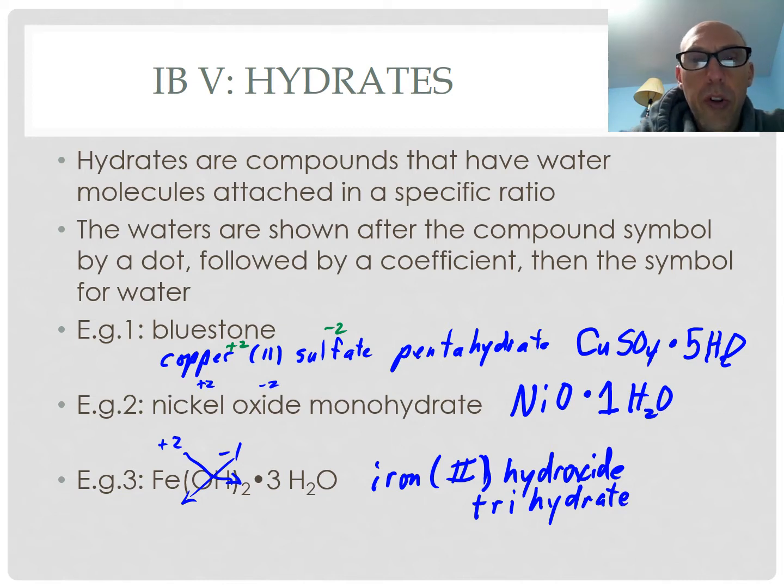So all these coefficients are the same as the prefixes we used in grade 10 for covalently bonded substances. So 1 is mono, 2 is di, 3 is tri, 4 is tetra, and then penta, hexa, hepta, octa, nona, deca. You'll find a set of prefixes in your textbook.